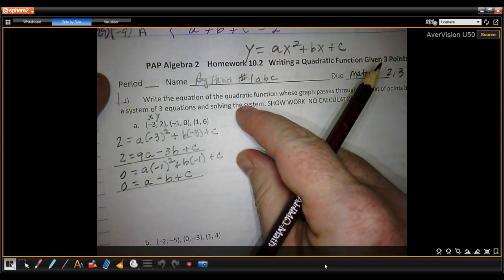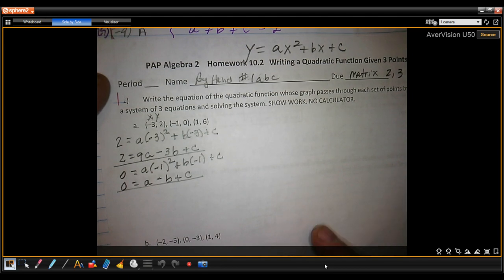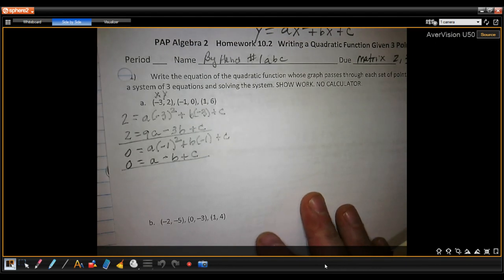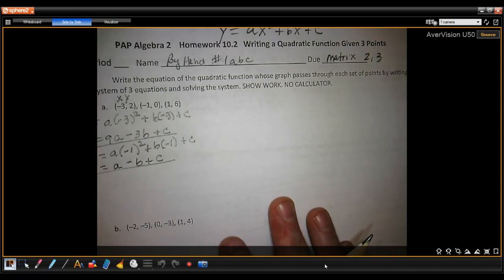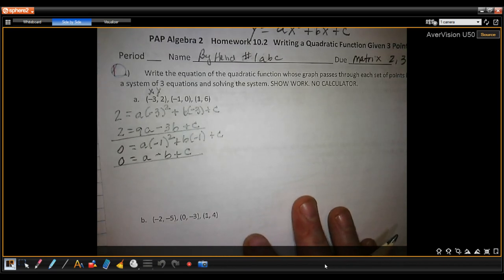Then you'll make a system, and then you can do elimination or substitution. If you run out of room, you might want to use a separate sheet of paper. Unless you write small, you should be okay, maybe. Okay, hopefully that will help you.